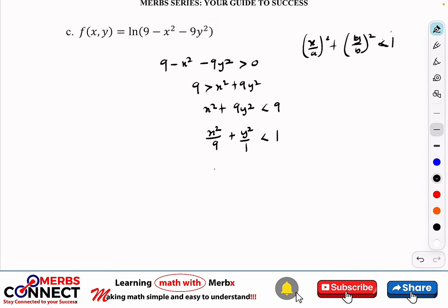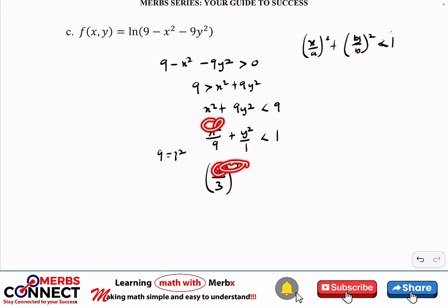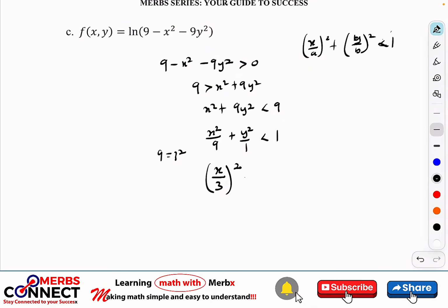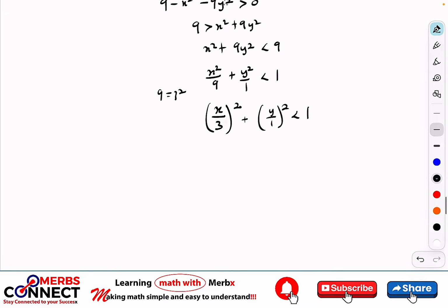So it means that we can write this one as this. Since we are going to square it, we know that 9 can be written as 3 squared. So I can have 3 here and square it, so that x squared over 3 squared is 9. And this is the same as (y over 1) all squared is less than 1. Here the major axis is still on x because 3 is greater than 1. So the major axis is on the x-axis, which is equal to 3.